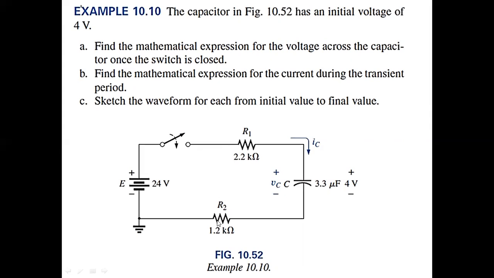So we have two resistors in series. We have the capacitor, but this case is different from the previous one, because now we have some voltage already stored in the capacitor before the switch is thrown to close. So we have some initial value of 4 volts.